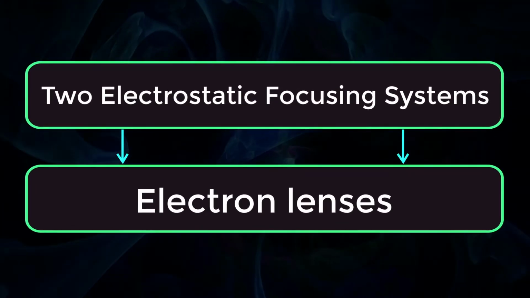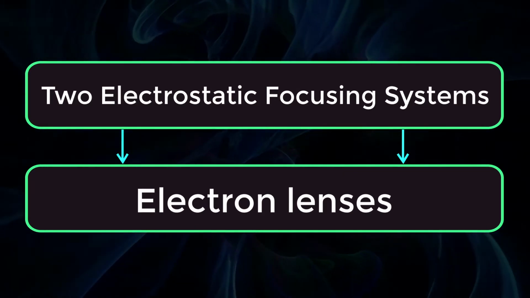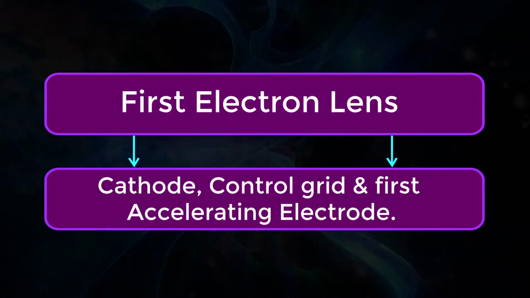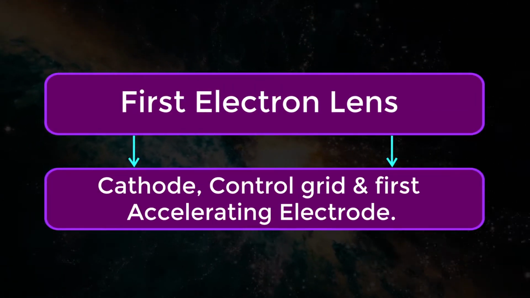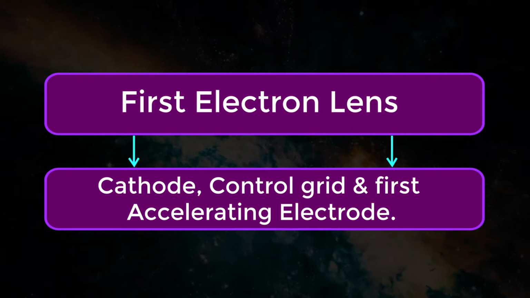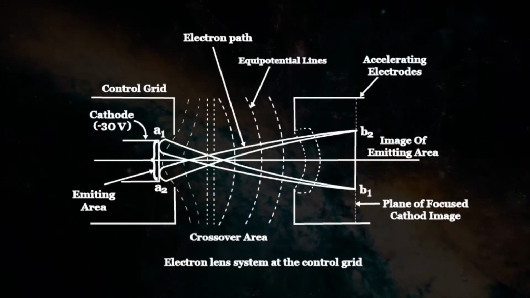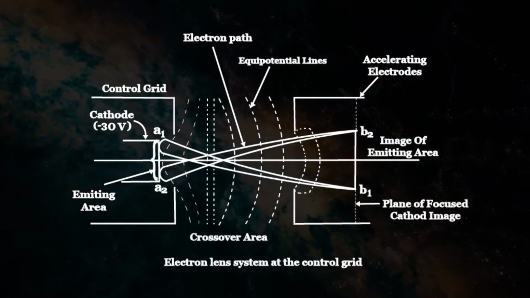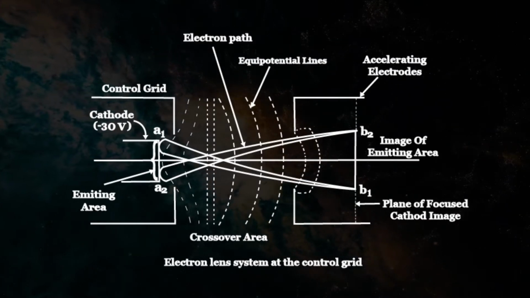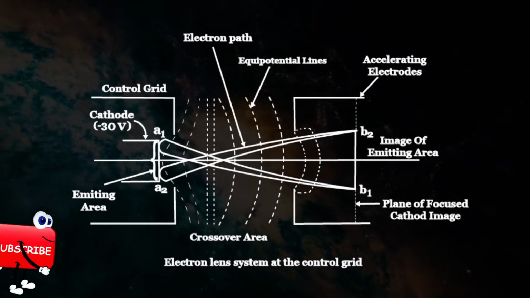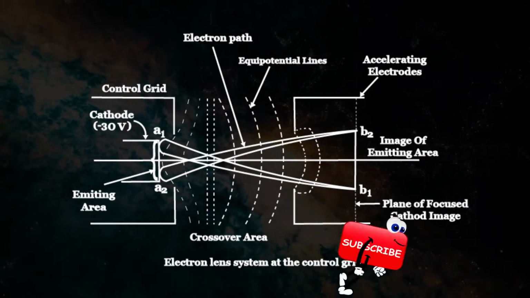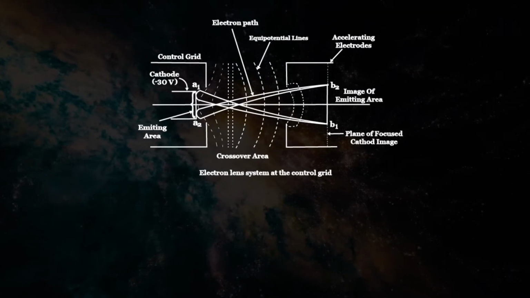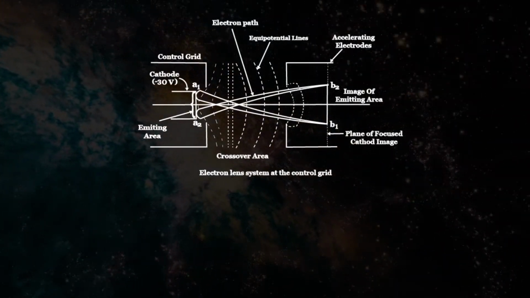Usually, the electron gun contains two electrostatic focusing systems referred to as electron lenses. The first electron lens comprises the cathode, control grid, and the first accelerating electrode. The dimensions of the electrodes or their voltages are so chosen that the electrons emitted from the cathode converge to a small area located in front of the cathode and on the axis of the tube. This crossover surface has an area much smaller than that of the cathode and may be treated as the source of electrons for all electrodes beyond this point.